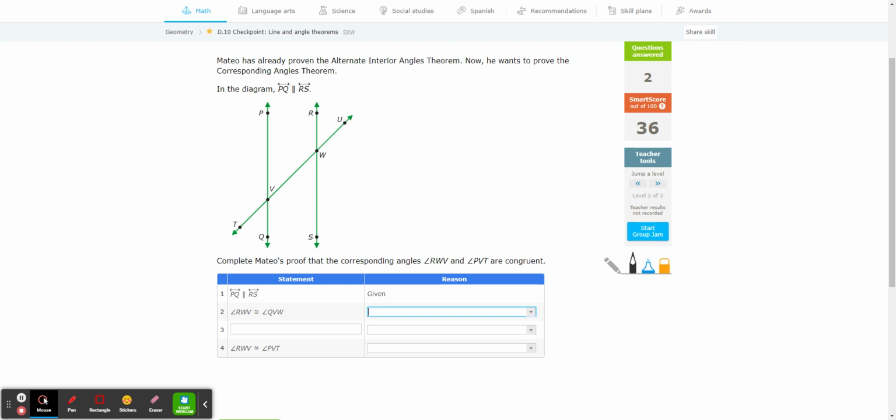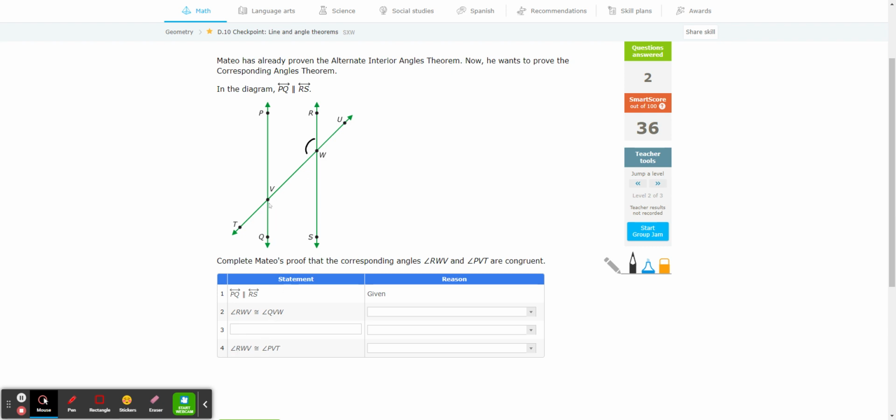All right, let me try another one here. Matteo has already proven the alternate interior angles theorem. Now he wants to prove the corresponding angles theorem. In this diagram, PQ is parallel to RS. That's our given information. Why is RWV, that would be this one, congruent to QVW?